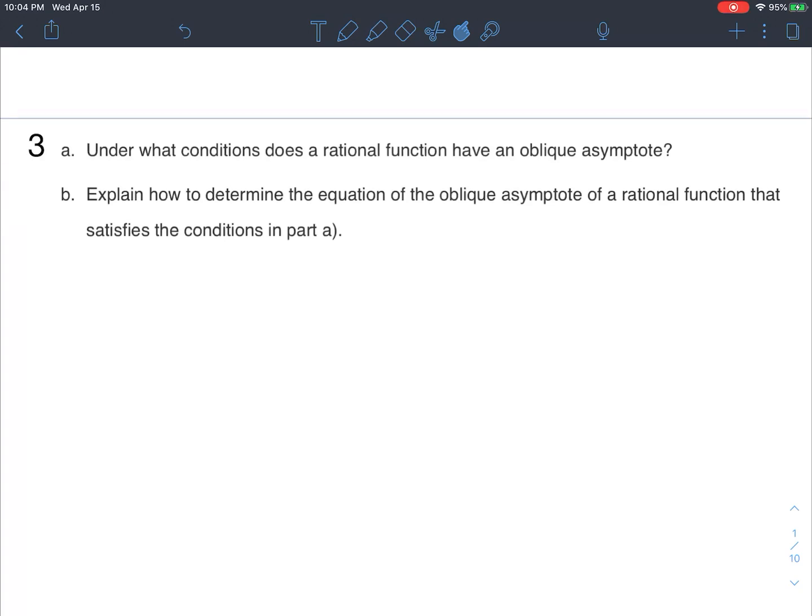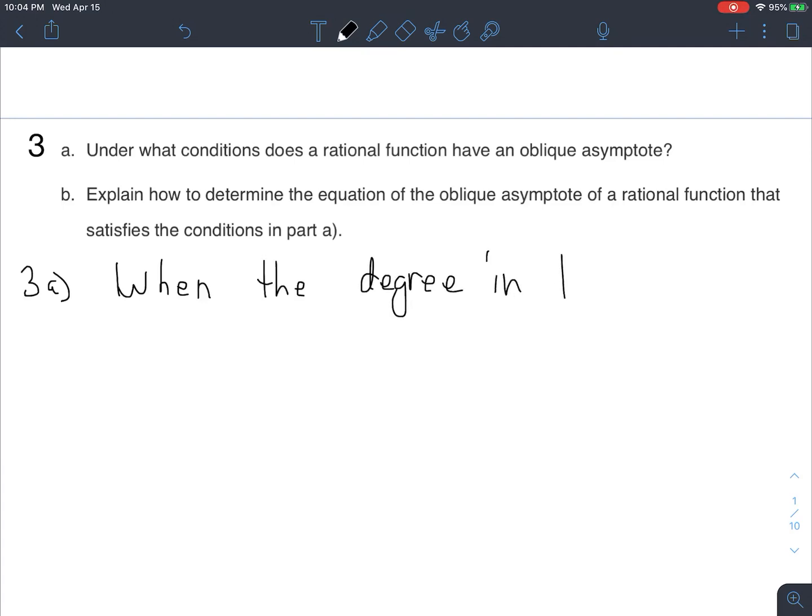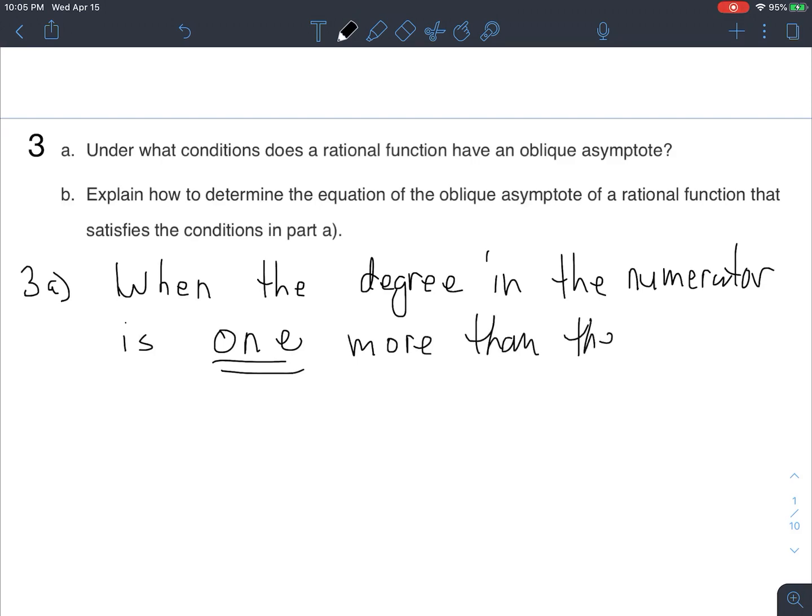This is number 3. Under what conditions does a rational function have an oblique asymptote? Well, that is just straight up 3a. An oblique asymptote is when the degree in the numerator is 1 more than the degree in the denominator.